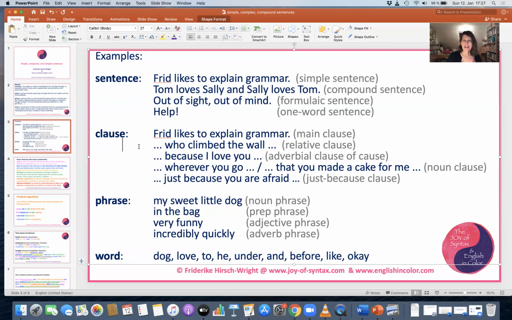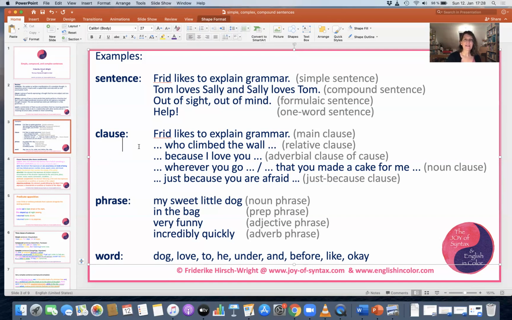Don't be confused by terminology. Terminology is useful if it's part of a system that is explained to you and that makes sense for the task at hand. And "just because you are afraid" is a just-because clause, a special kind of clause that I also explain in my lessons. I can give you examples in another video, but right now I just wanted to give you a feel for this difference between main clauses, subclauses and sentences.